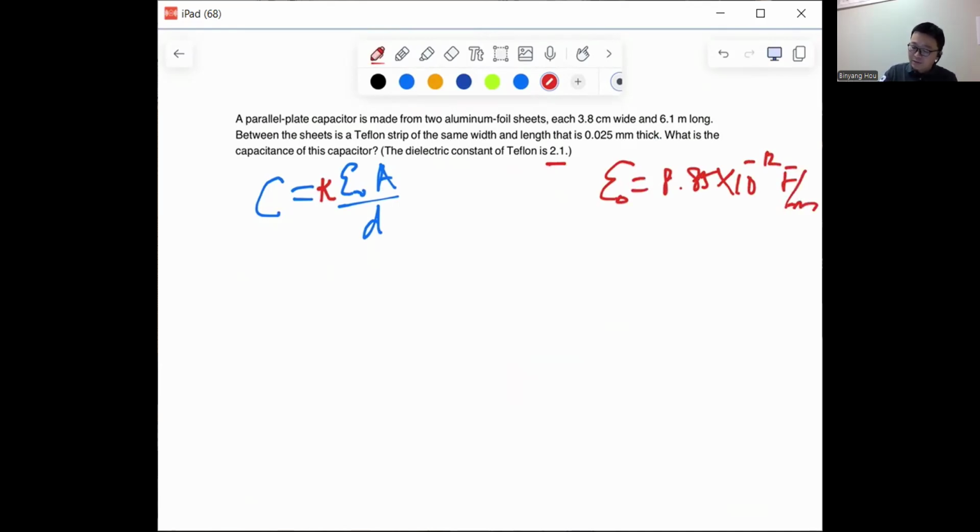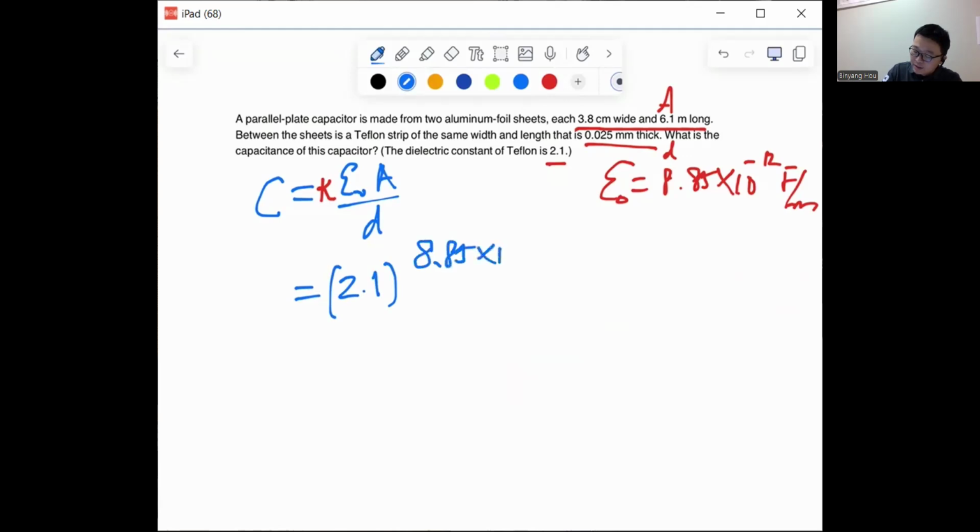Now A you can calculate, right? So that times that, and then D is given. This will give you A. So we pretty much have everything, and we can just plug in the numbers here. So 2.1. By the way, kappa is dimensionless because it's the ratio of the permittivity of the material over the permittivity of vacuum. So it does not have a unit.